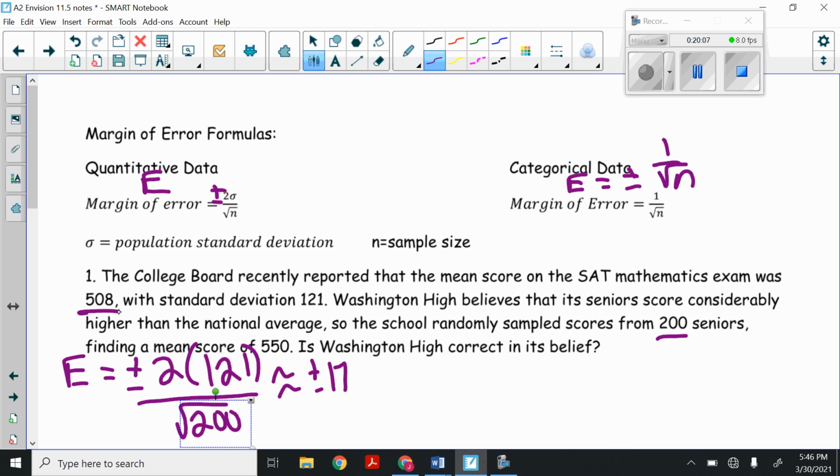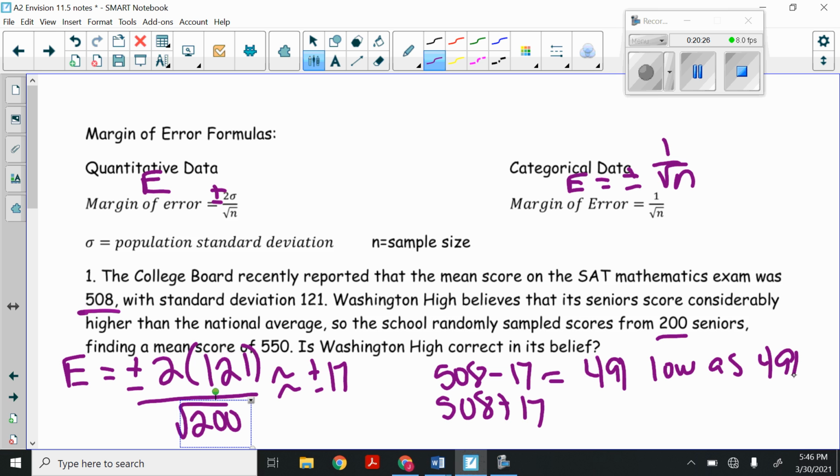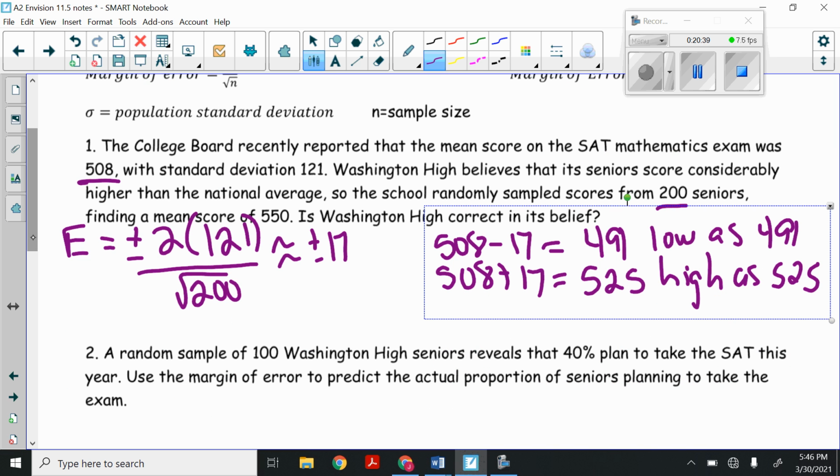The mean was 508. So if we do 508 minus 17 and 508 plus 17, this gets us the low. So 508 minus 17, 491. So scores as low as 491. 508 plus 17 gets us 525. And scores as high as 525. So that would be our national average between 491 and 525. Scores between there.